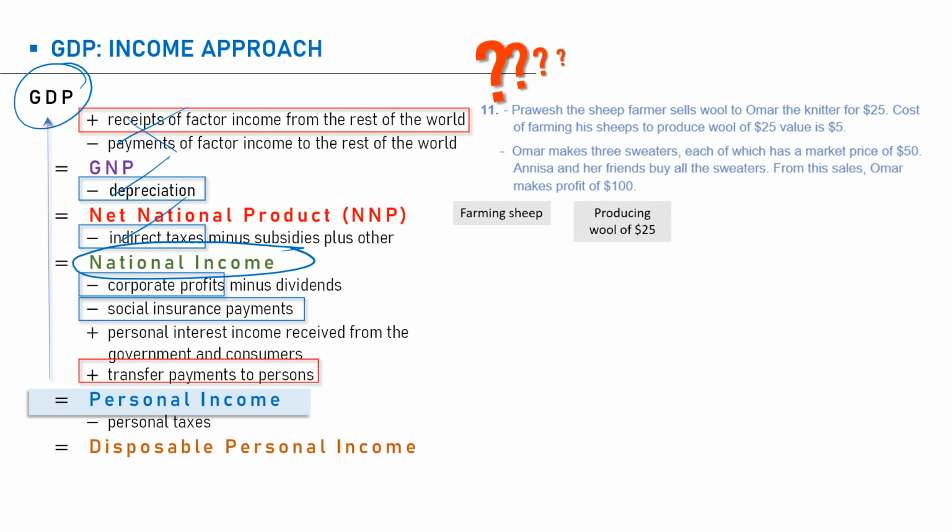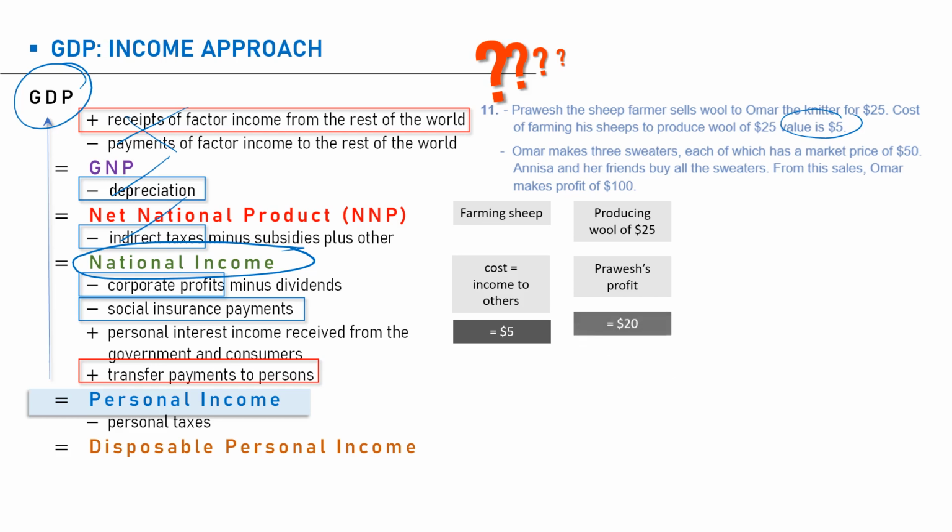All right, so first, in order to produce wool, Prawes needs to farm his sheep. And there is a cost borne for farming the sheep. Maybe Prawes needs to pay someone to find leaves or grass for his sheep's food, and so on. And of course, because of the concept of circular flow, the cost borne by Prawes will become income to others. And how big is the income? There's information about this. The income is $5 to others. And when Prawes successfully sells his wool for $25, of course the income for Prawes is not $25, because he has spent $5 for farming his sheep.